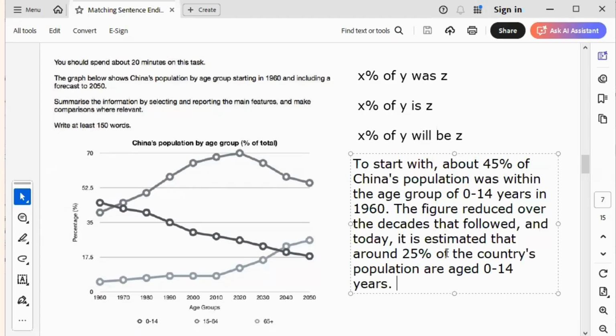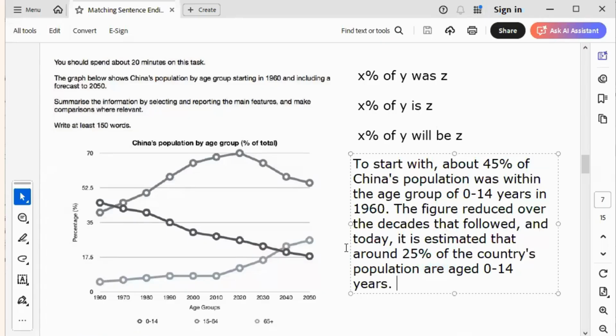Can you see I'm still using that same formula? 25% of the country's population. That's what I did here again. 45% of China's population was within the age group of 0 to 14. That's the same thing I did, that formula I'm still using. X percent of Y was what? But you see here now, because I'm referring to today, present tense, I use the word are. A-R-E, that's a plural of is. Plural because we are referring to population. That's many people.